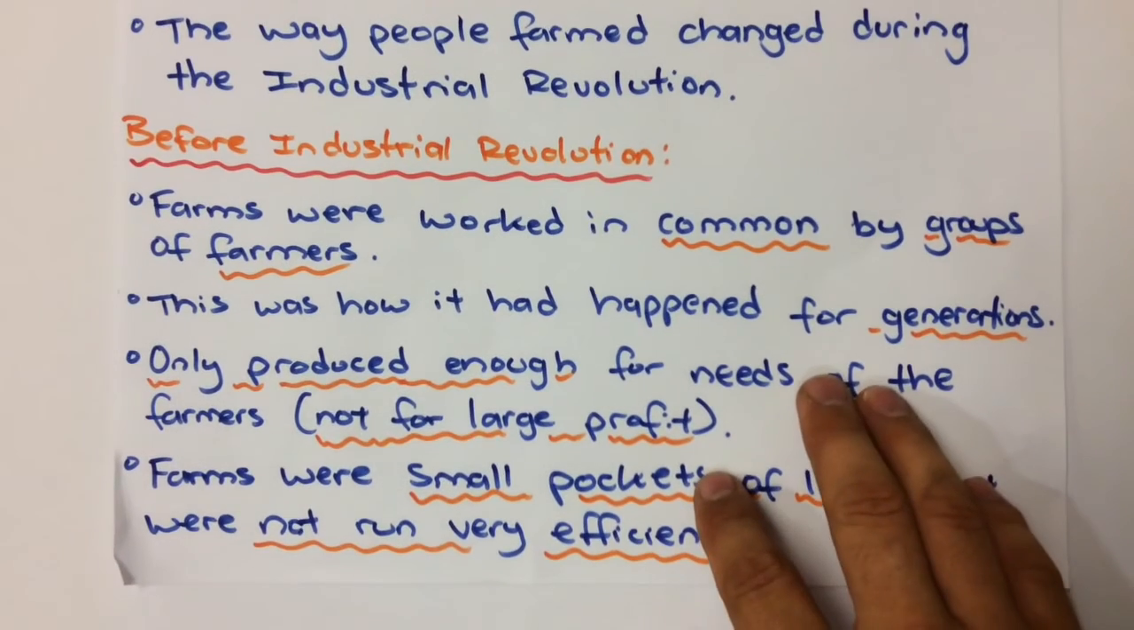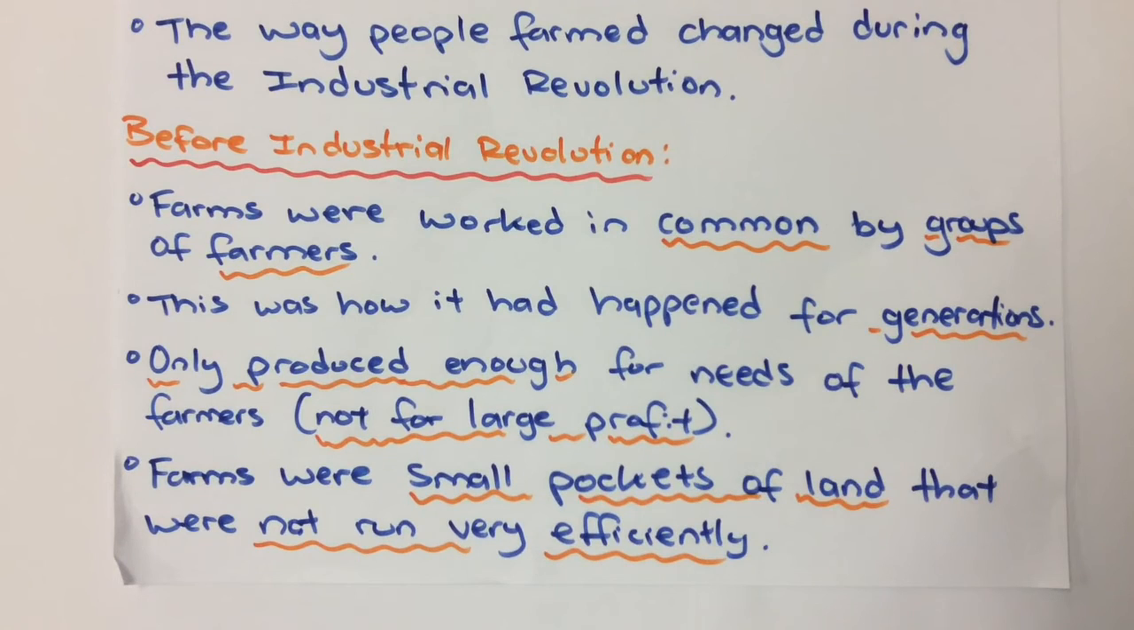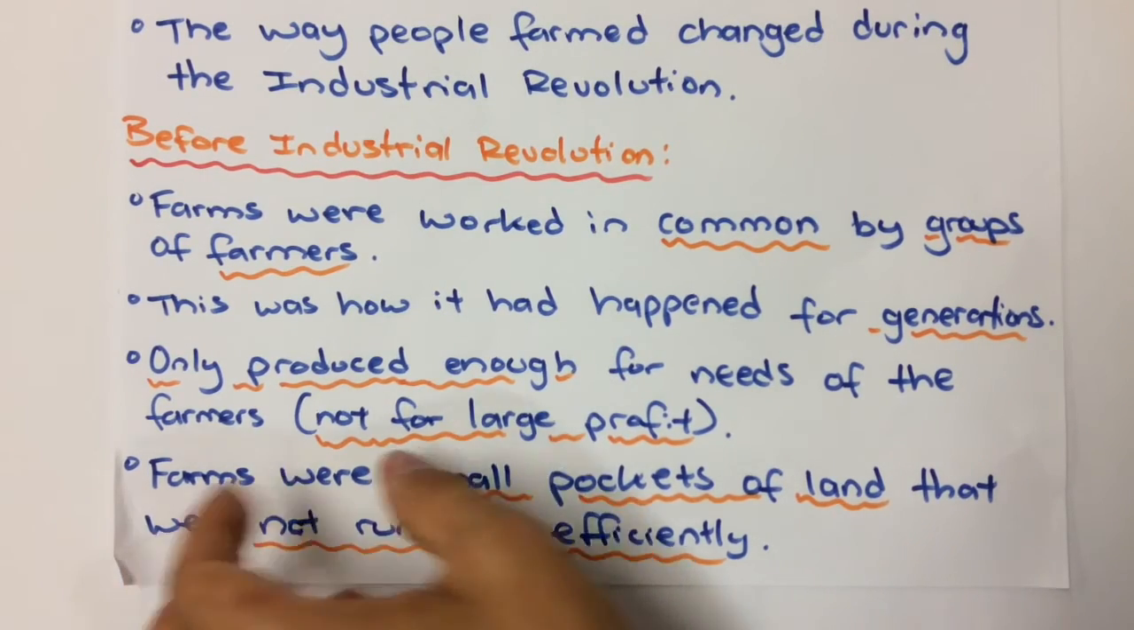But before the Industrial Revolution, farms were worked in common by groups of farmers. This was how it happened for generations. They only produced enough for the needs of the farmers and not for a large profit. Farms were small pockets of land that were not run very efficiently. Those farms didn't have the capacity or the ability to produce large amounts of crop to make huge amounts of money. So this was going to change during the Industrial Revolution.